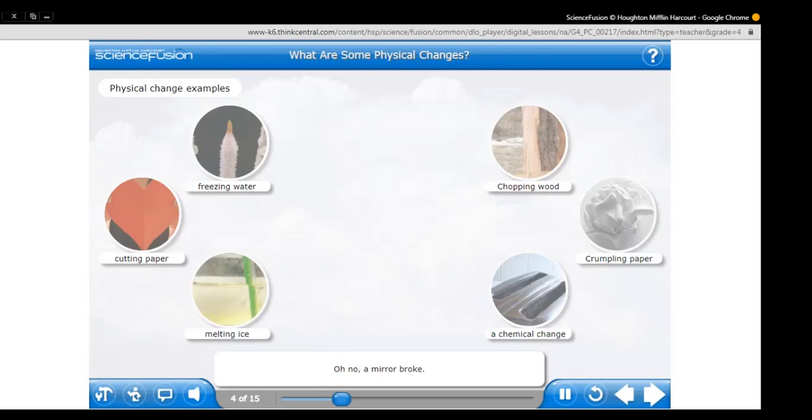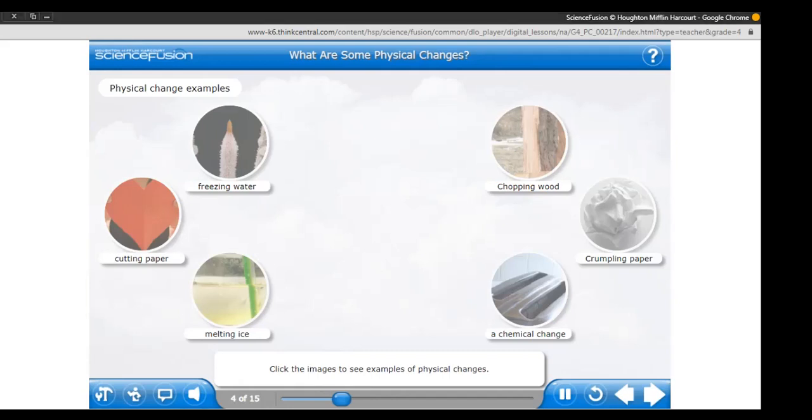Crash! Oh no! A mirror broke! It is certainly changed, but what kind of change is it? A physical change is a change in which the form or shape of a substance changes, but the substance still has the same chemical makeup. Click the images to see examples of physical changes.